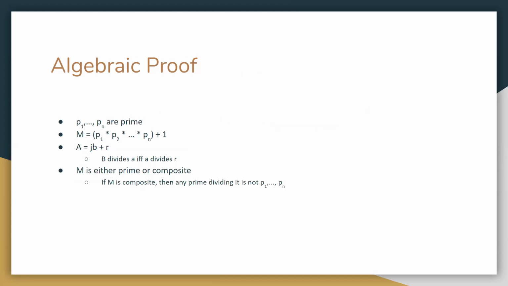So there's a couple different ways that you can prove it. There's the original geometric proof, but then there's a more simplified version, which is more analogous to what we would use nowadays, which is the algebraic proof. The algebraic proof relies upon you having a finite set of prime numbers, P1 through Pn, and they're all prime.